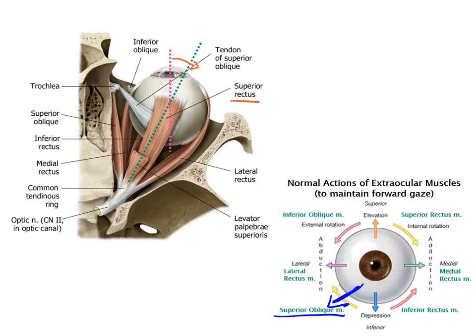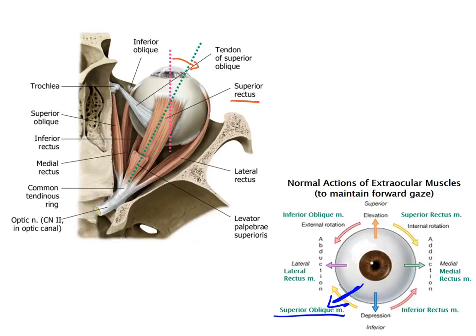So in this instance, once the eye is fully abducted, you then ask the patient to look upward in order to test the function of the superior rectus muscle. If the patient can accomplish this task, then the primary function of the superior rectus muscle, which is to elevate the eyeball, is intact.